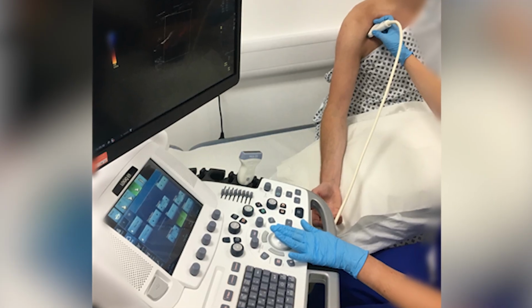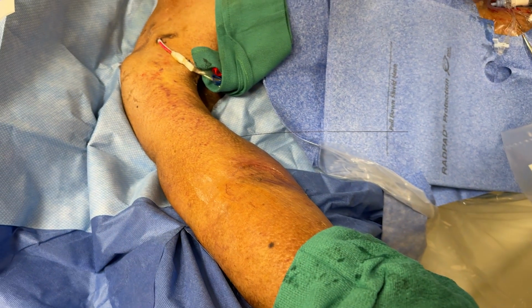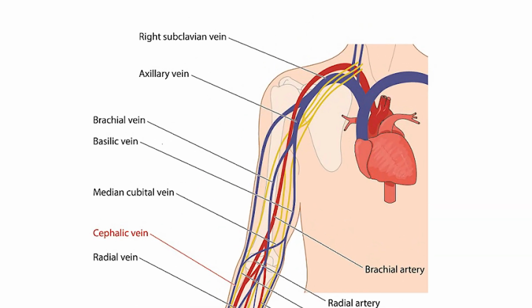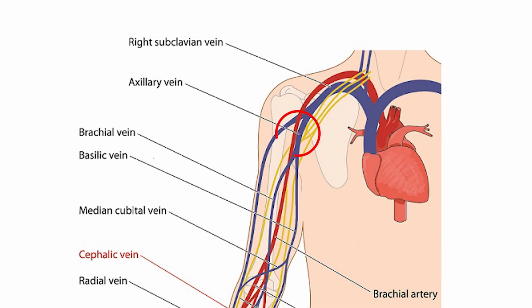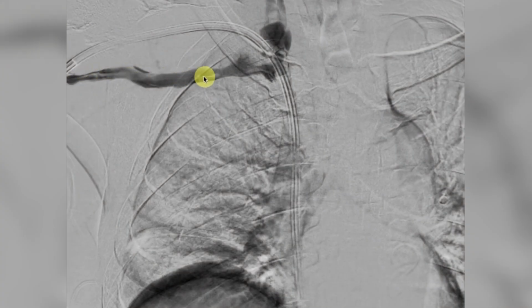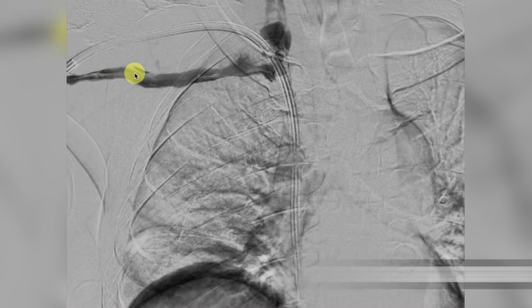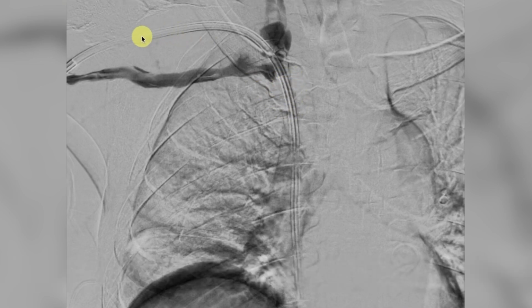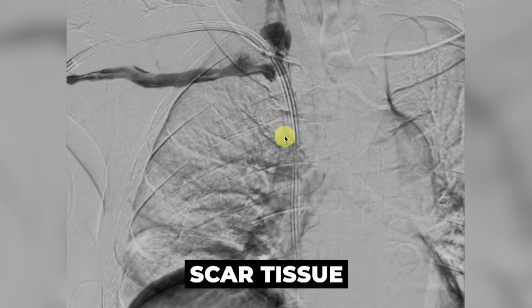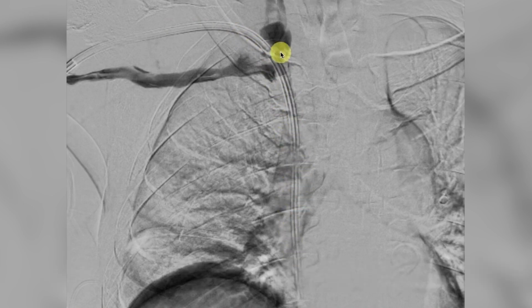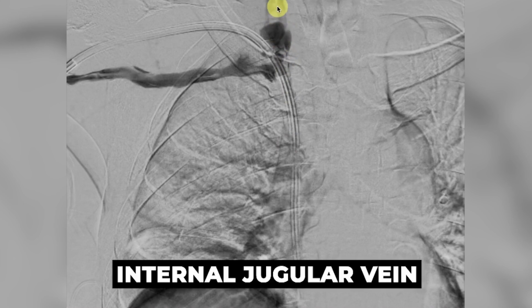At the time, he underwent an ultrasound, which demonstrated extensive DVT in the right arm involving the right brachial vein, right axillary vein, and subclavian vein. Here you can see the filling defects in this vein, which is the brachial vein here, the axillary vein in this location, the subclavian vein here. And you can also see that there is complete occlusion of the right brachiocephalic vein, and this occlusion is secondary to scar tissue created by this catheter being in place for a long time. He also has clot going up to his internal jugular vein.